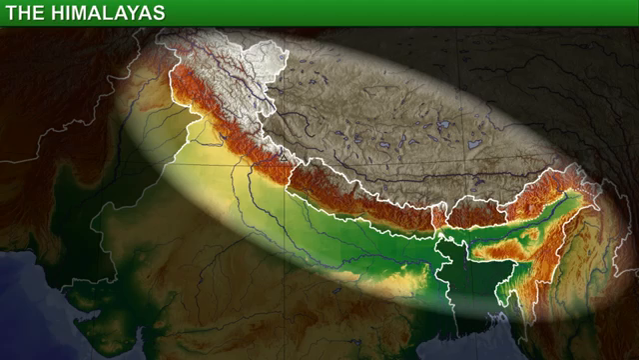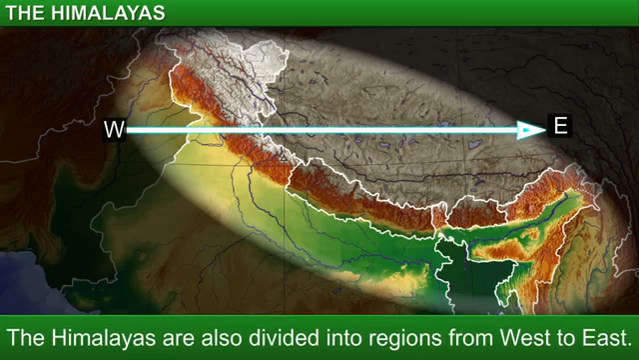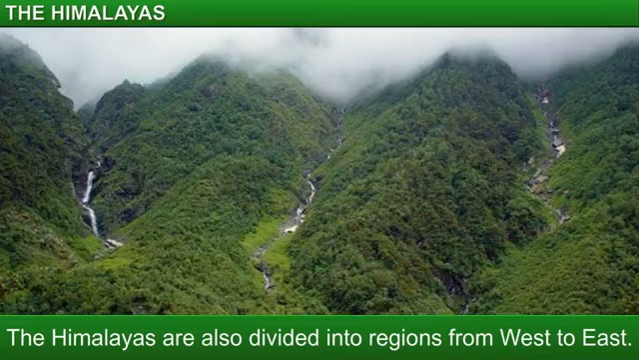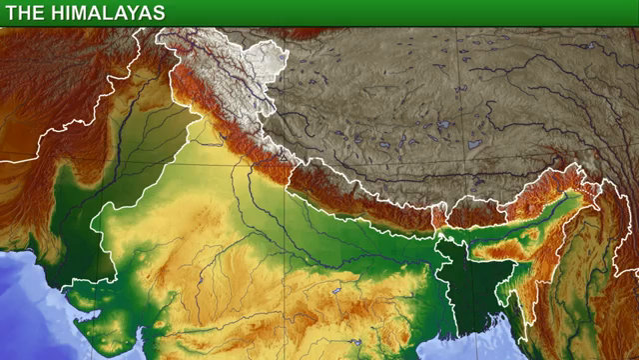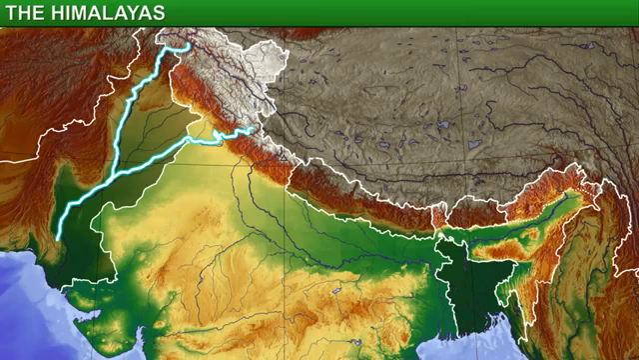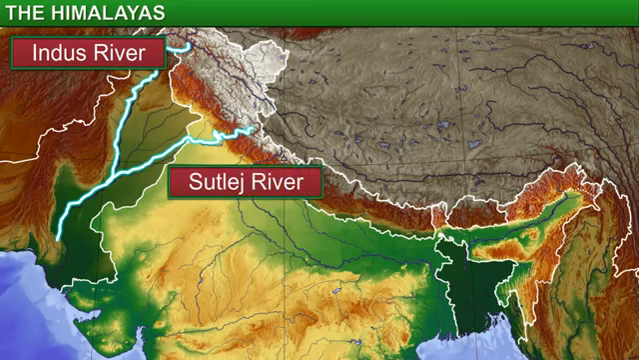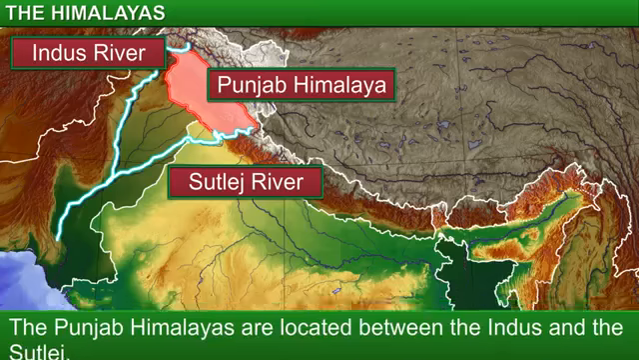We just looked at the longitudinal divisions of the Himalayas. The Himalayas are also divided into regions from west to east. You can make out these regions if you look at the demarcations between river valleys. Let's look at some examples of these divisions. First, let's consider the area between the Indus and the Satluj. This area has been traditionally known as the Punjab Himalaya.